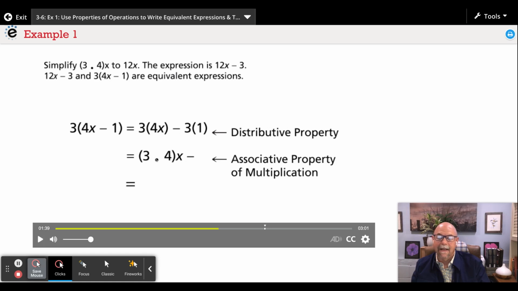All right, so here the dot is a little low, but that dot means multiply, right? So they're doing 3 times 4. 3 times 4 is 12x, and then minus 3 times 1.